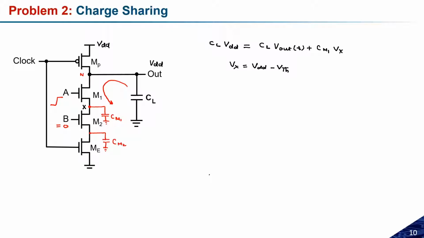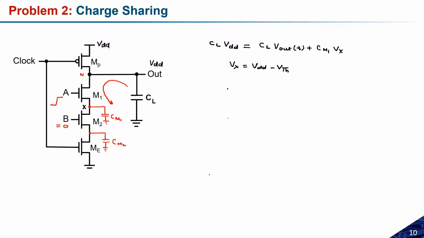So how the equation will look, let us try to see here. We just need to put this in the above equation, and then we will get the change in the output voltage. So initially the output voltage was VDD, and later on it becomes V out T, something like that.